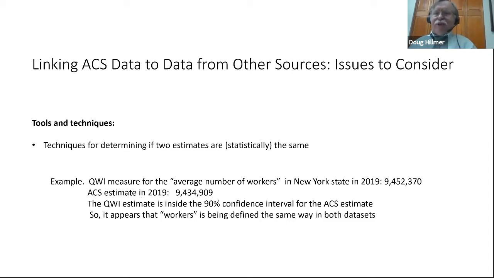Now, the quarterly workforce indicators is indeed quarterly, so you have to follow instructions to get an average annual number. So that's what I got. You see it on the slide. The ACS estimate is shown as well. And the good news is that the QWI estimate is well within the 90% confidence interval of the ACS estimate. So it appears like we are basically on the same page with regard to defining workers.